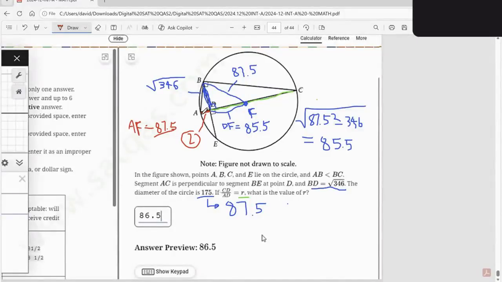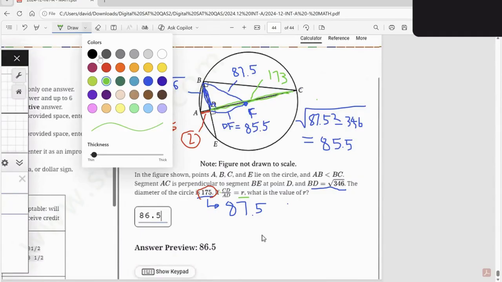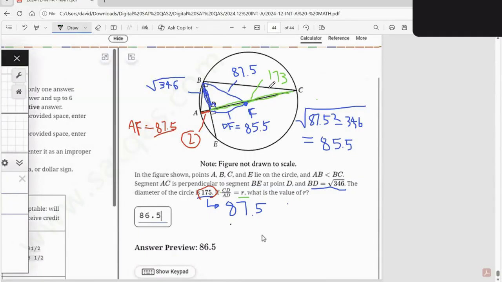So we know what AD is. So to get D to C, all we have to do is, from our diameter of 175, we just need to subtract 2. And that will give us the length of this green line, CD. So that's going to equal 173. So for our final answer, all we have to do is divide 173 by 2. And if you do that, you'll get your final answer of 86.5.